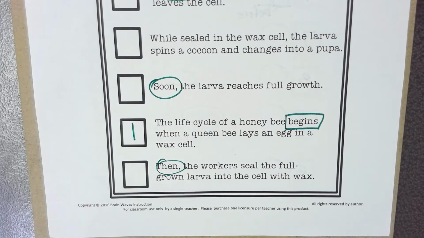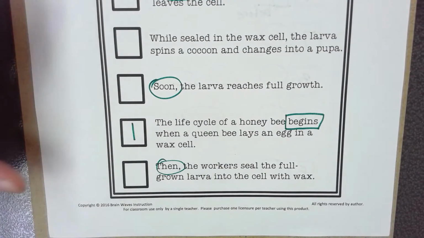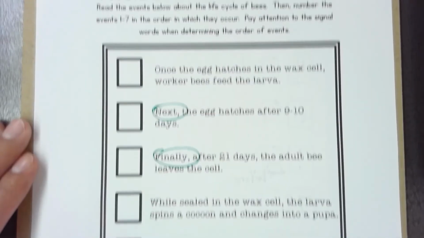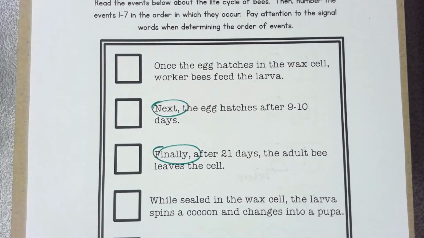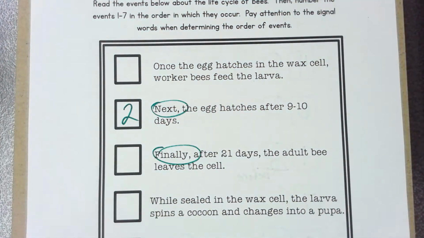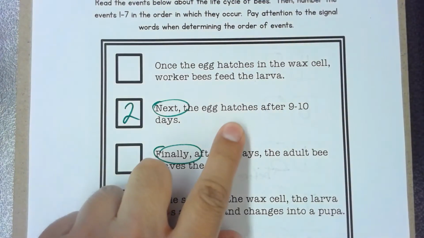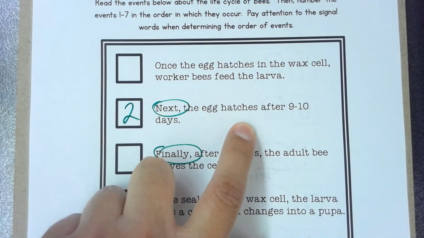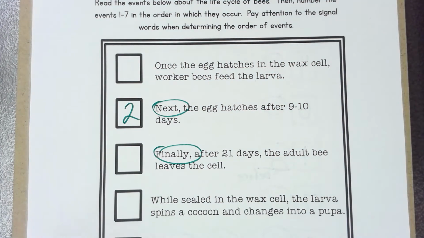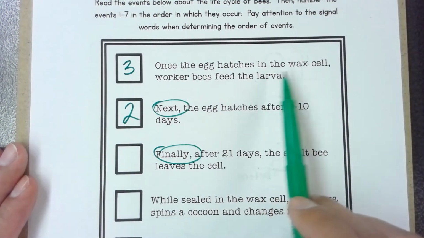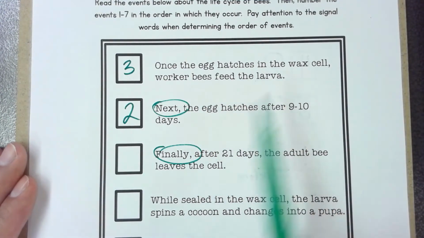What is our second step in the life cycle of bees? So the queen bee lays an egg in a wax cell. Then the egg needs to hatch after 9 to 10 days. So after the egg hatches, what's going to happen? And this is our third step. Once the egg hatches in the wax cell, worker bees feed the larva.